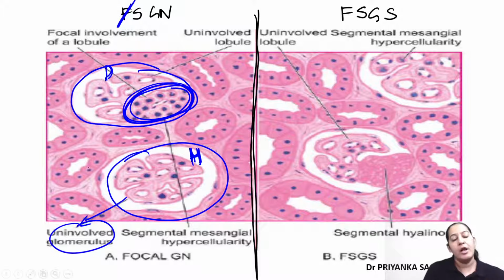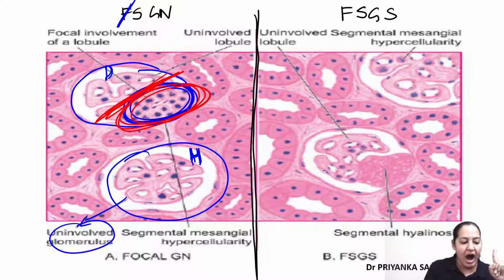So the disease is focal. Now concentrate on the word segmental. See the diseased one. Don't see both glomerulus. See only the diseased one. In the diseased one, the disease is only partially involving the glomerulus. Half of it is hypercellular. Half of it is normocellular. So the disease is segmental also.